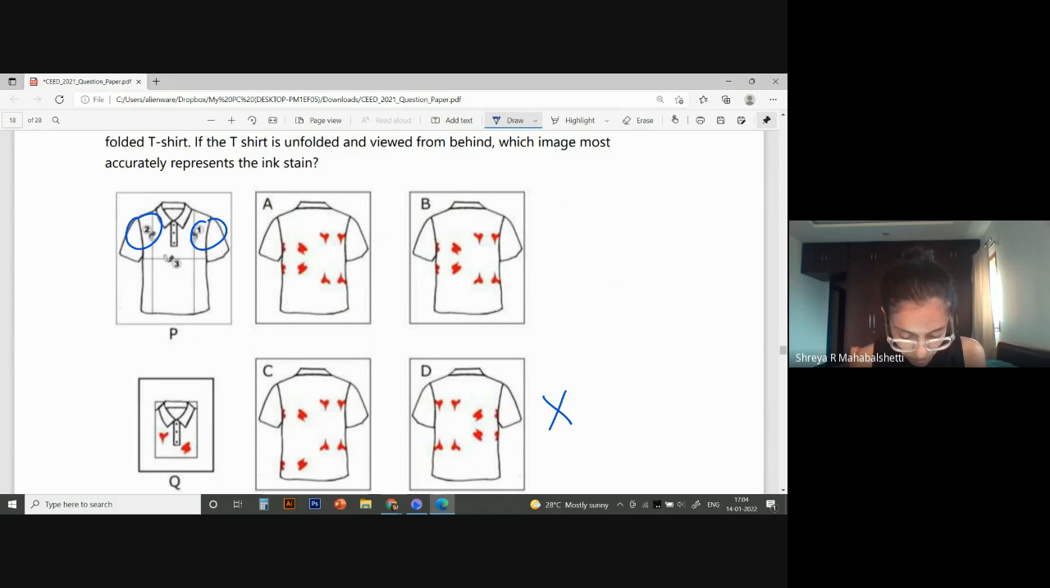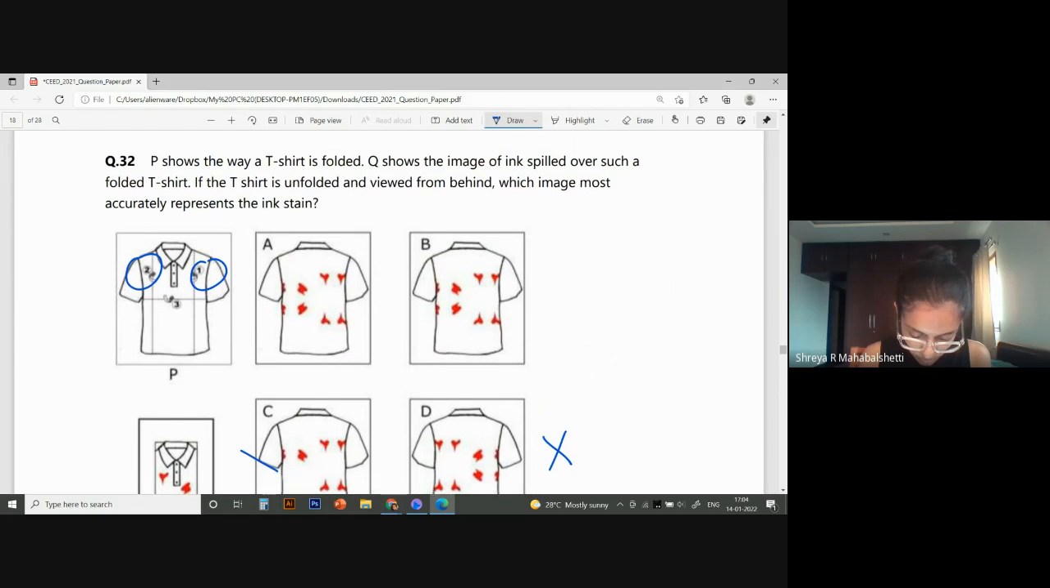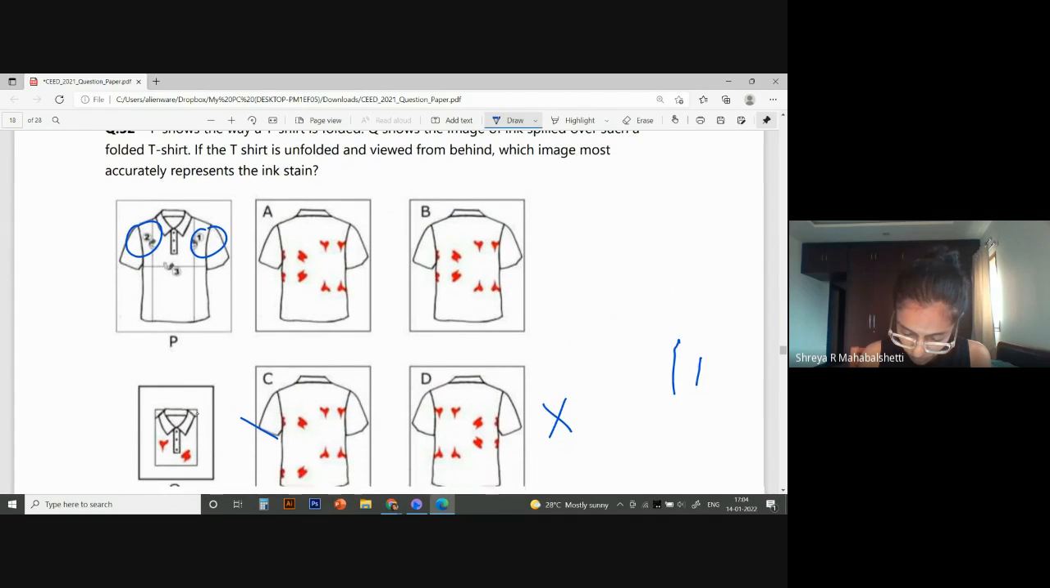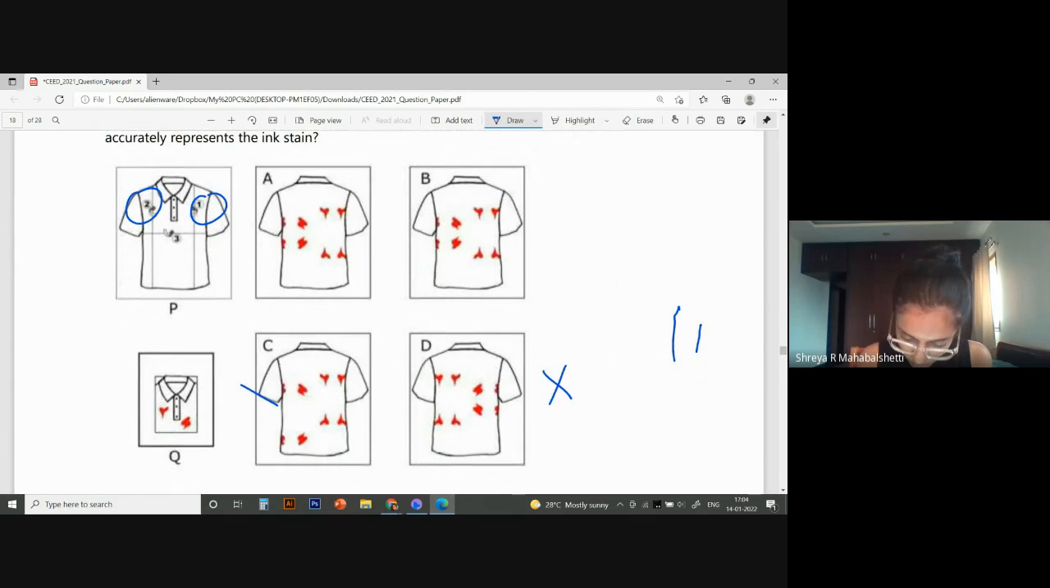Now the next one would be, if this is lower, this should be higher. Correct. So this is wrong. Now coming to these two. Here, you see, this is not mirrored. Technically, that should be mirrored. So it is option B.